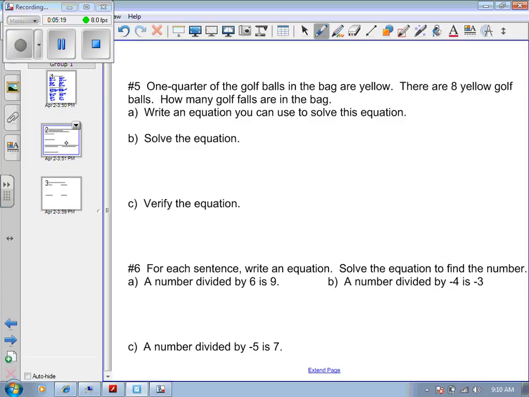One quarter of the golf balls in the bag are yellow. How do I write one quarter in numbers?